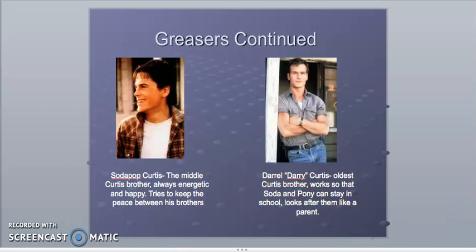Darry Curtis is the oldest Curtis brother. He works so that Soda and Ponyboy can stay in school, and he looks after them like a parent. The Curtis brothers' parents died in a car accident, and so Darry has to look after them, and he has to work to support them so that they don't get taken away. So he acts as their guardian and makes sure that they're provided for.